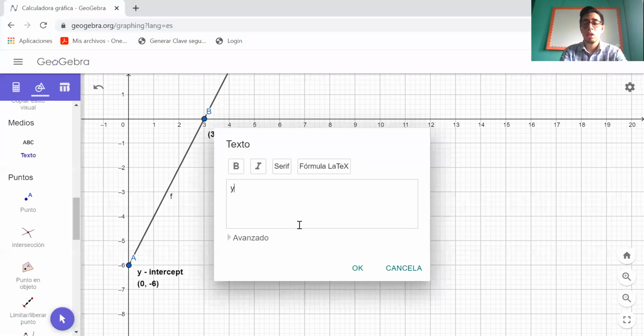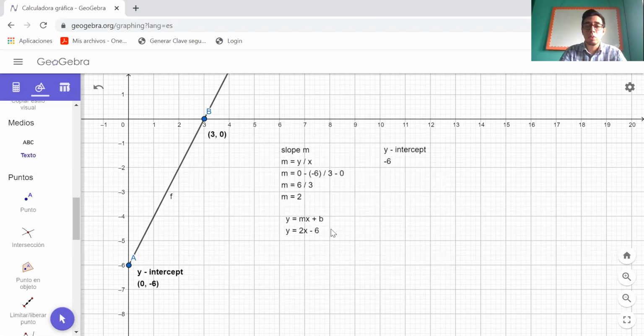And what is my equation? Y is equal to mx plus b. I already have these values. Y equals m. What is m? M is the slope. I already have the slope, that is 2, multiplied by x, plus the y-intercept, b. The y-intercept I already know, that is negative 6. So if it's negative, this is not going to be a plus, it's going to be a minus. Minus 6. This is the equation we have in here, right?